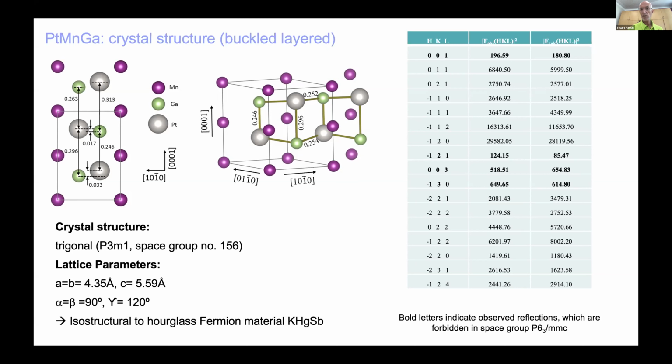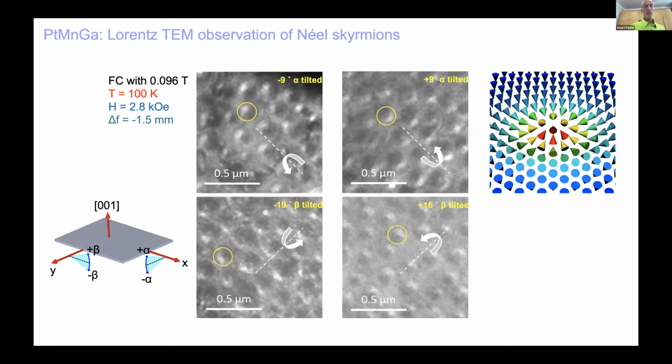And this layered structure is non-centrosymmetric, and the platinum gives rise to very interesting Néel skyrmion structures. This is shown here. So these are the images. As I mentioned earlier, Néel skyrmions cannot be seen by Lorentz.